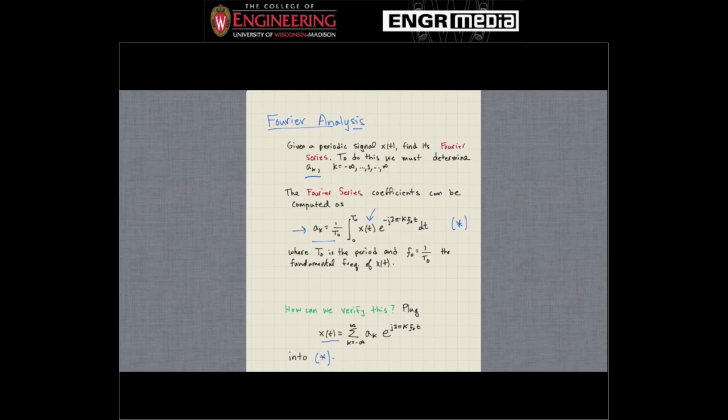into this integral equation right there, right? And then we're going to evaluate that and confirm that when we plug x of t into here, we indeed get a_k back, right? And so we're just confirming that a_k does indeed equal a_k. And this is how we would verify or prove the Fourier integral equation and make sure that it lines up with the Fourier series equation.